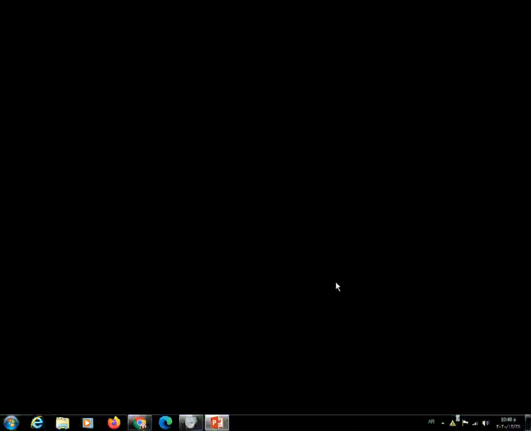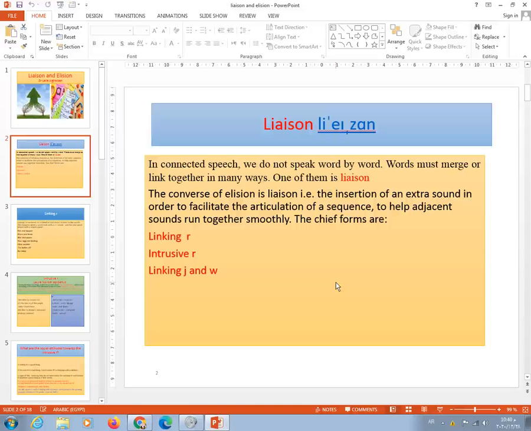What does this mean? It means that by connecting words, we can insert an extra sound in order to facilitate the pronunciation of a sequence and to help adjacent sounds run together smoothly. When we insert a sound between two sounds in order to make them link, this is called liaison. So liaison is the insertion of an extra sound in order to facilitate the articulation of a sequence.